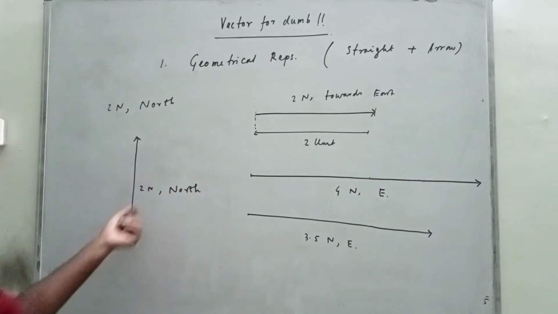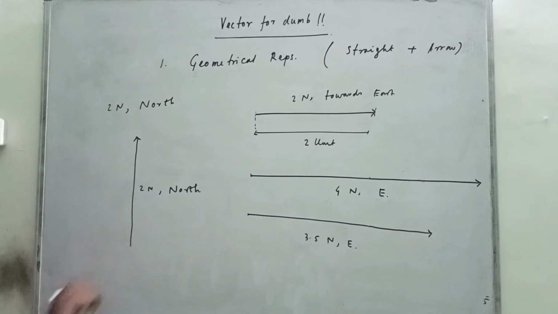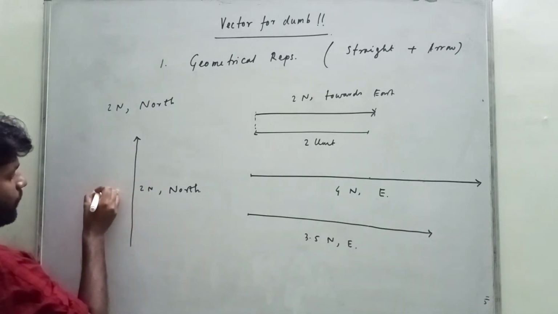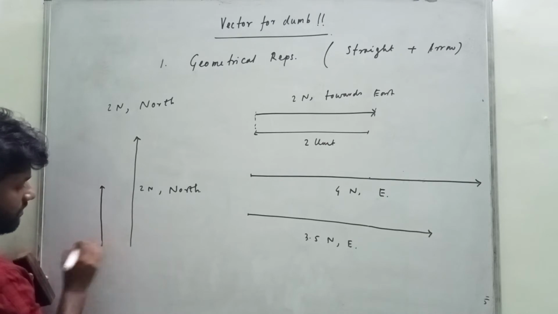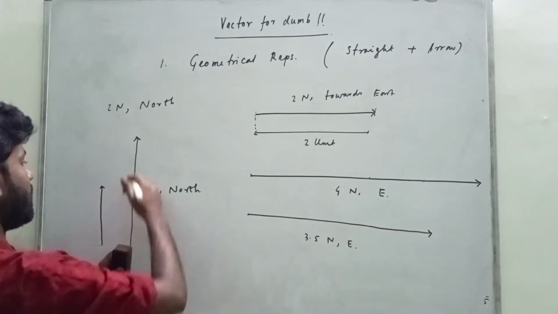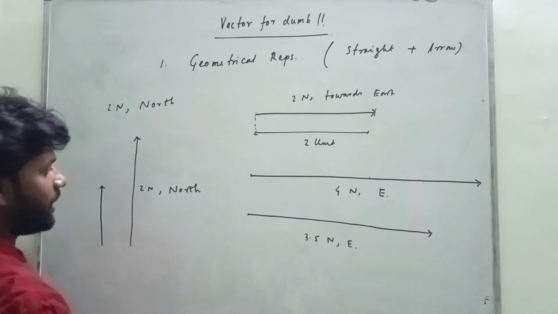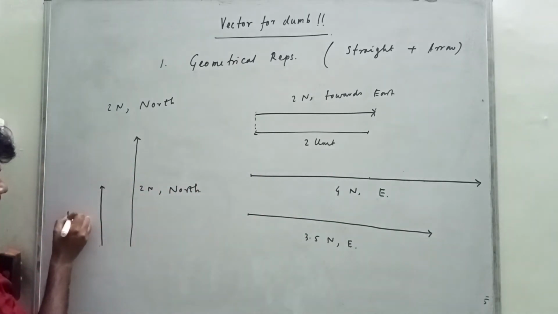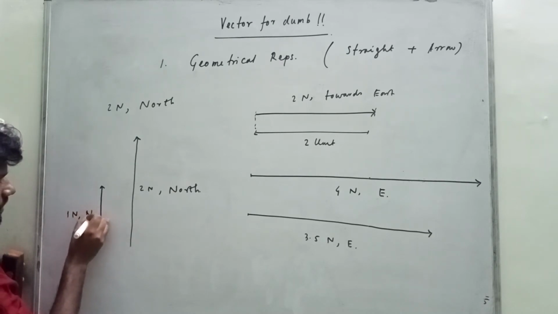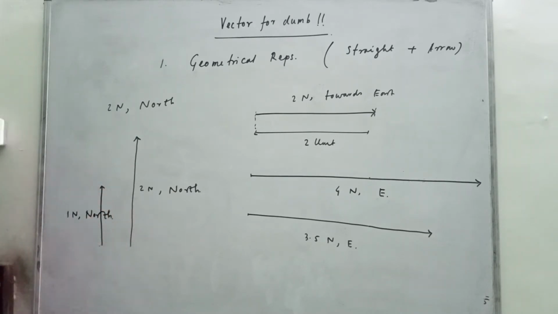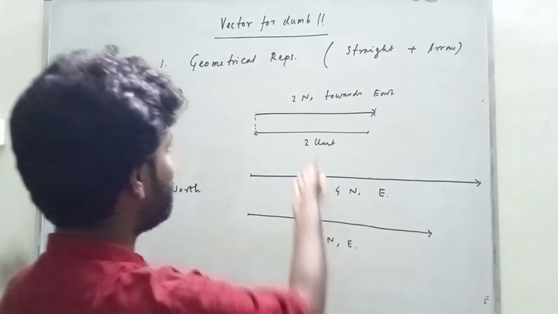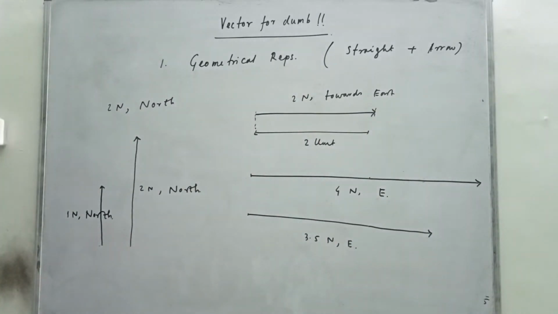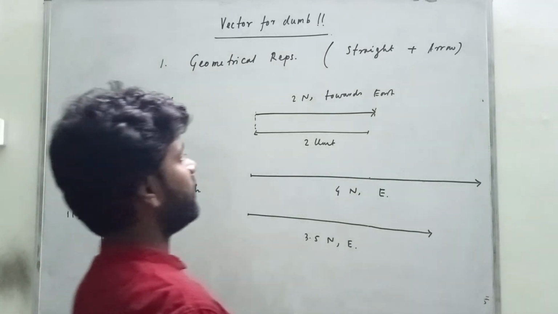Okay, and then a 1 Newton force towards north means just half of it. That means just half of this straight line, and the value of this straight line goes to half. That means it is a 1 Newton force towards north. Okay, so it is our number 1 information: to represent the vector quantities with a straight line and an arrow.